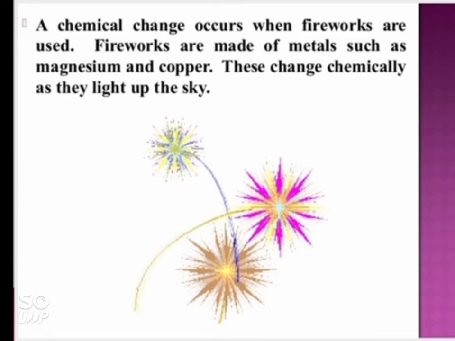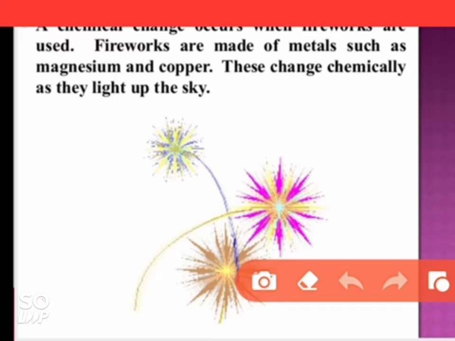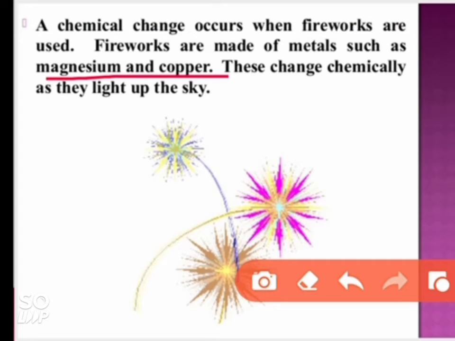A chemical change occurs when fireworks are used. Fireworks are made up of metals such as magnesium and copper. These change chemically as they light up the sky. They also produce heat. They show lightning. All are signs of chemical change.